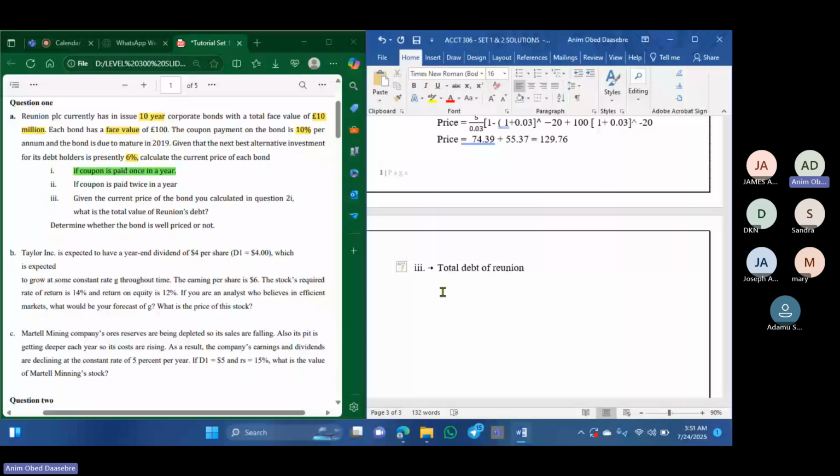So we need to find the total value. The total value, or the total debt, is the number of bonds times the price per bond.